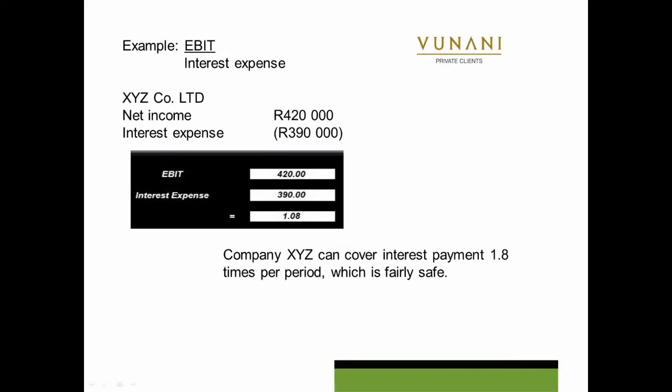We did an example here, company XYZ. This is their net income, this is their interest expense. If you use the formula, EBIT over interest, this is what you get. This company is able to pay its interest payment 1.8 times per period, which is fairly safe. It makes this company a safe company to invest in or lend money to, because they have the ability to service their debt.